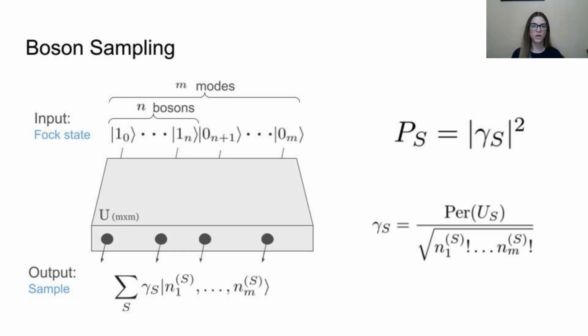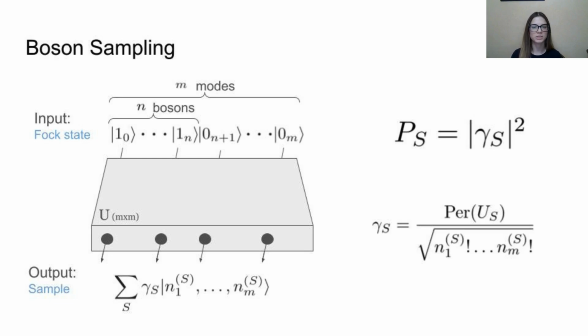Let's take a closer look at what boson sampling is and how it works. First, let's talk about the input configurations, which are described using Fock states. A Fock state specifies the number of indistinguishable photons in each mode of the system. Next, these photons are sent into a linear optical network, which consists of devices like beam splitters and phase shifters.